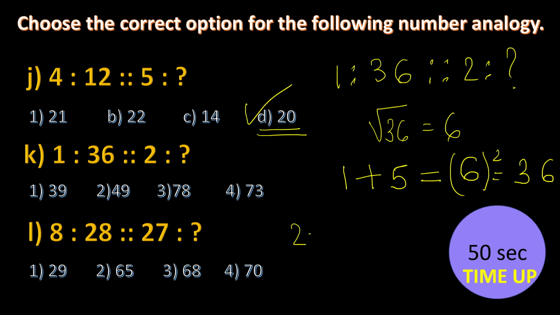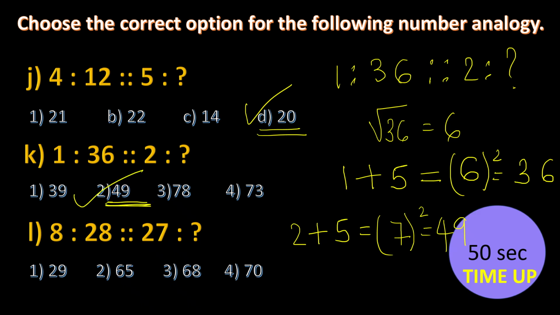So I'll do 2 plus 5. 2 plus 5 is how much? 7. So when I do 7 square, it should give me 49. So 49 is there in the option? Yes. So second option is the correct one.